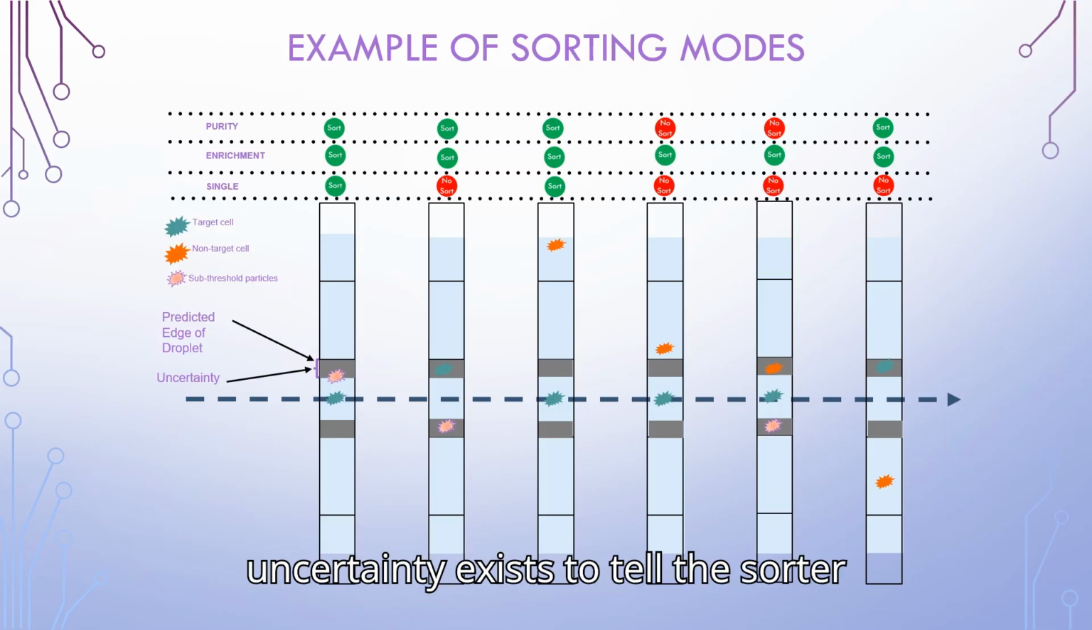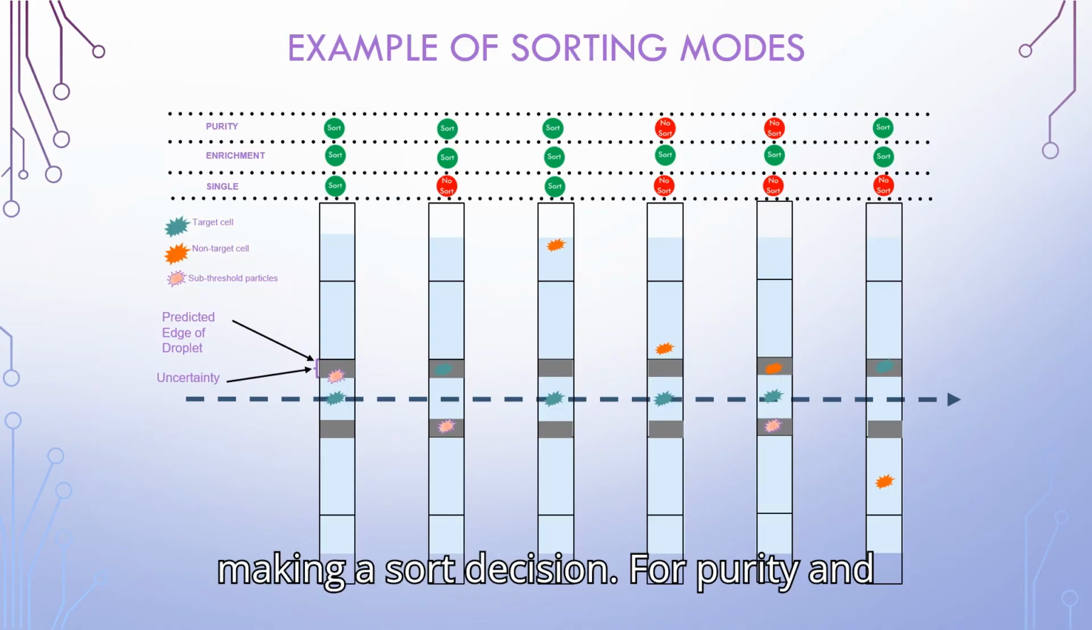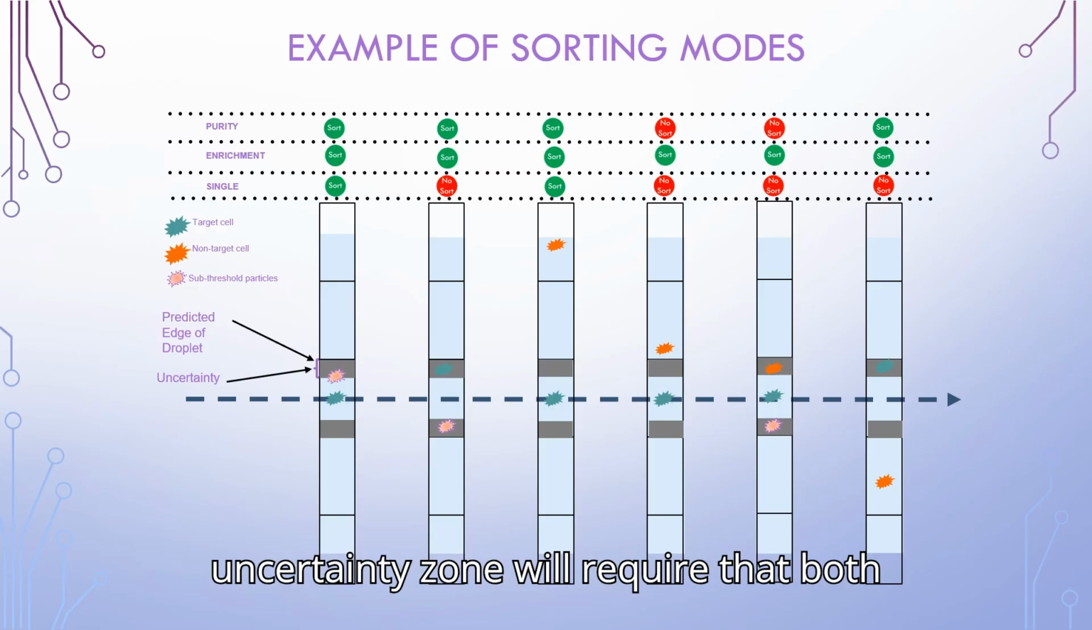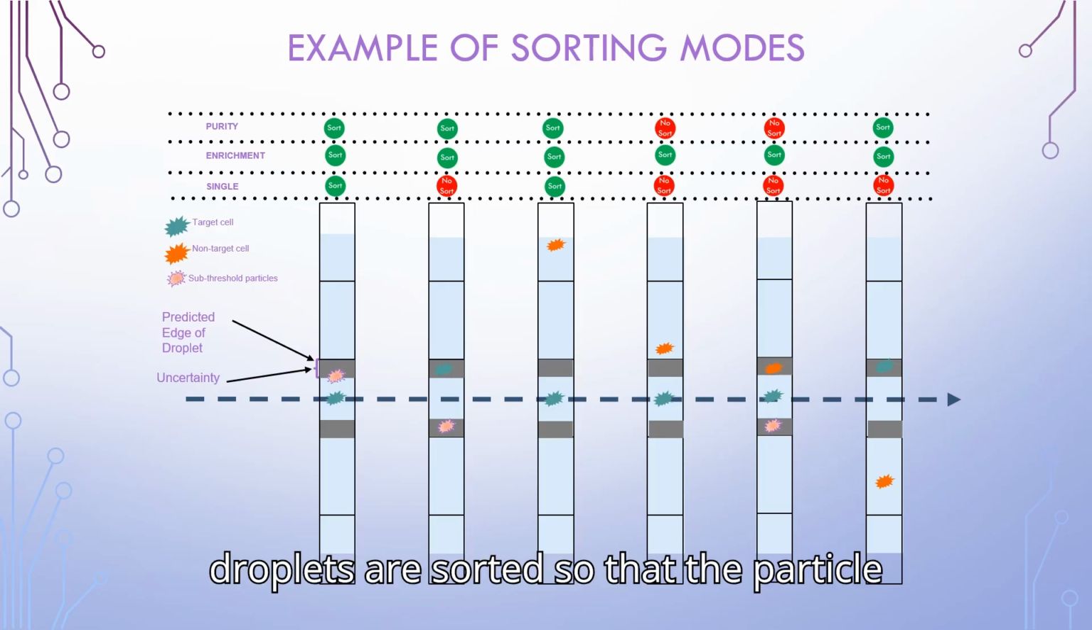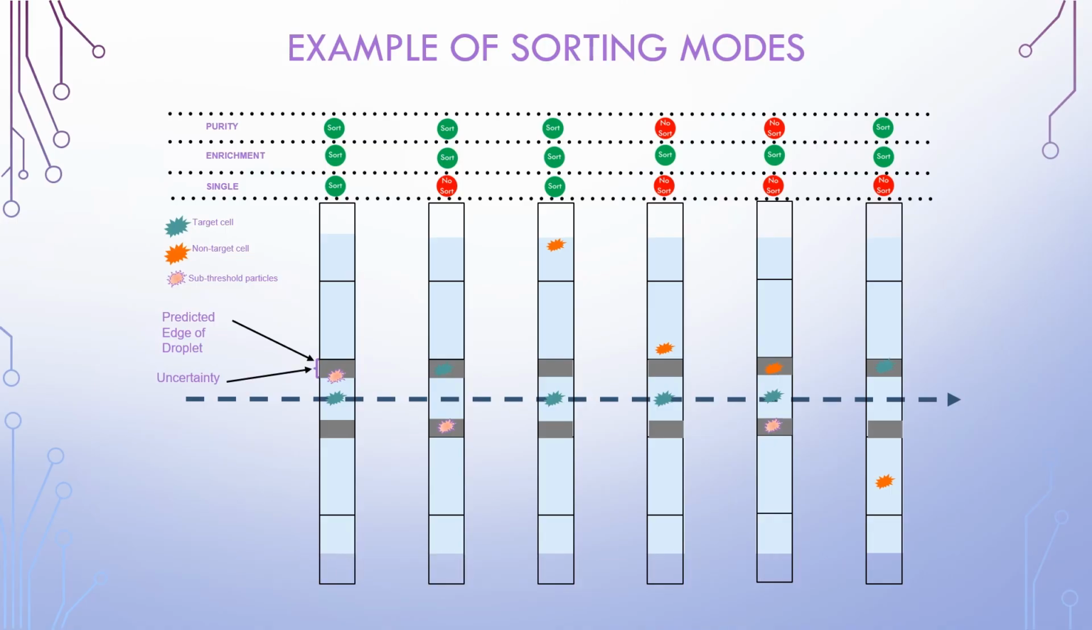The uncertainty exists to tell the sorter when it needs to account for the preceding or following droplet when making a sort decision. For purity and enrichment modes, a target cell in the uncertainty zone will require that both droplets are sorted so that the particle isn't missed, as long as all the other conditions are also met.